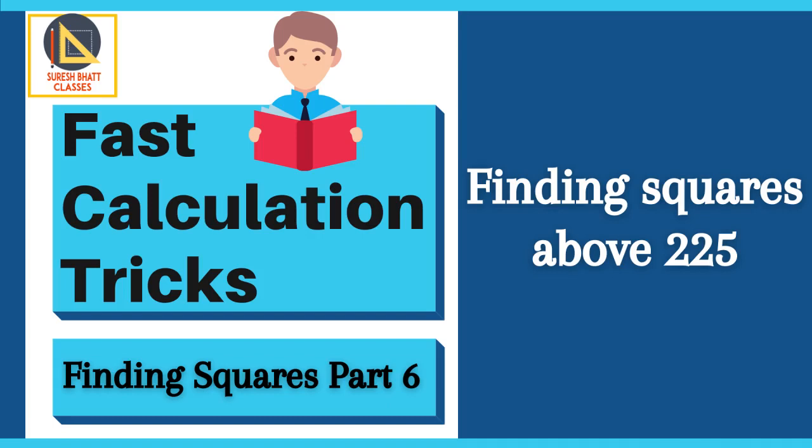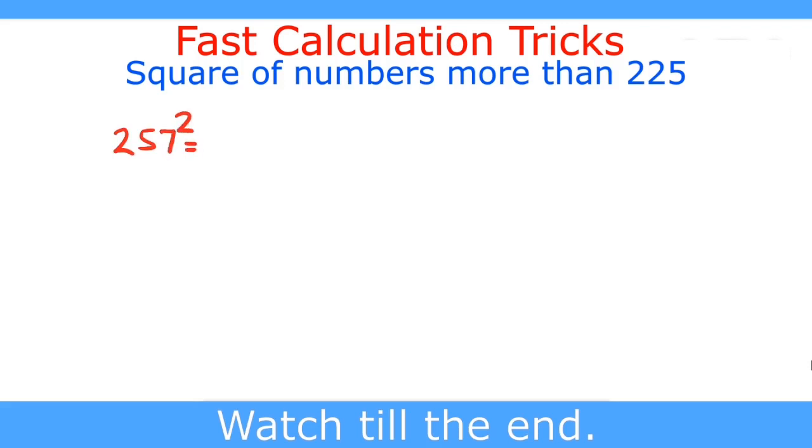In the series of fast calculation tricks, we are going to find the square of numbers more than 225. So far, we have found the squares of the numbers up to 225. And we start with the example 257 square. We will write 257 as 250 plus 7 whole square.